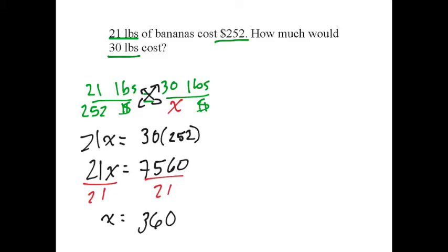And we always need to label our answers. In this case, if we look back up top, we see that x was with money. So yes, this is x equals $360.